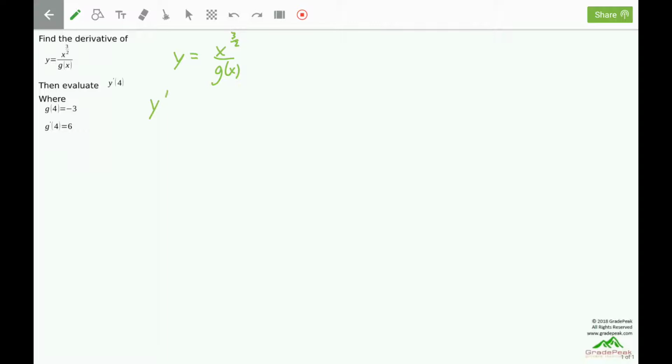The derivative will therefore involve a quotient rule. The derivative will be y prime, or dy dx, equals the derivative of the numerator, so bring the power down and subtract 1 from it, I'll call it 2 halves, the derivative of the numerator times the denominator left alone minus the numerator left alone times the derivative of the denominator. I will call that g prime of x. And all of this is divided by the denominator squared.